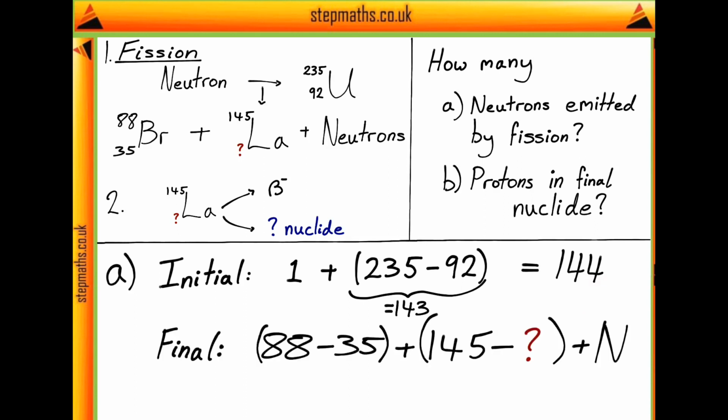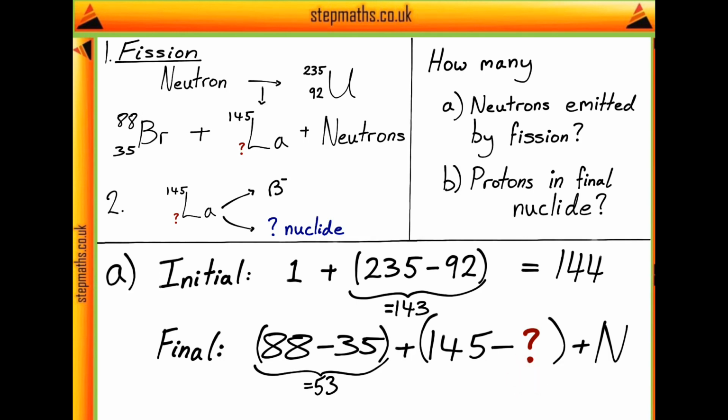Next, we can look at the final number of neutrons. So, we find the number of neutrons in the bromine nuclide, which is its atomic mass, 88, take away the proton number of 35, plus the number of neutrons in the lanthanum nuclide, which is its atomic mass, 145, take away the unknown number of protons in that nuclide. Then we also have the number of neutrons n, which we're trying to find. Now we can see straight away that the number of neutrons in the bromine nuclide is going to be 53. However, we don't know how many neutrons are going to be in the lanthanum nuclide, since we don't know how many protons there are in that nuclide.